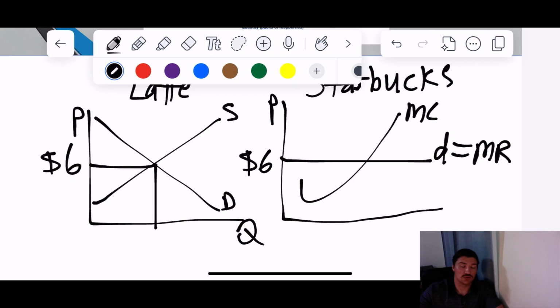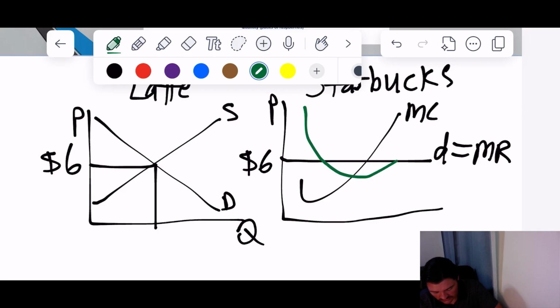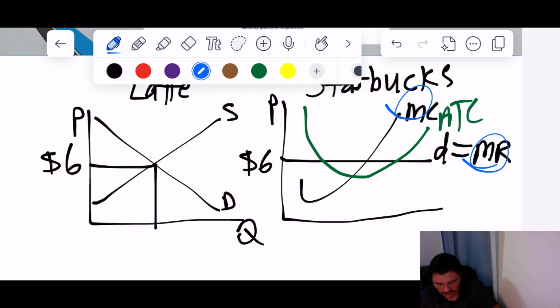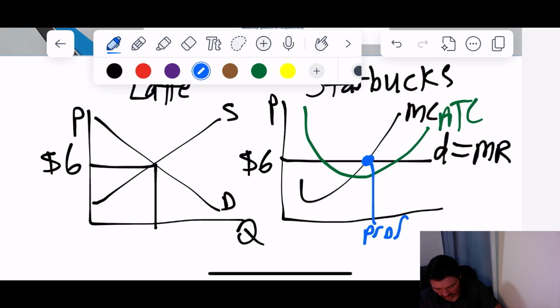And going back to the ATC we looked at, remember the ATC was our U shape or our boat shape that came down to show us that, hey, this is your average total cost of producing. All right. So I'm just illustrating an average total cost here. So let's look at this. At the profit maximization point, MR equals MC, that happens right here. So this is our profit max quantity.